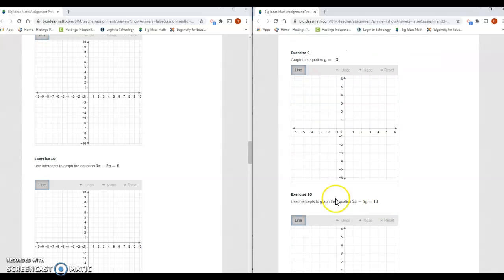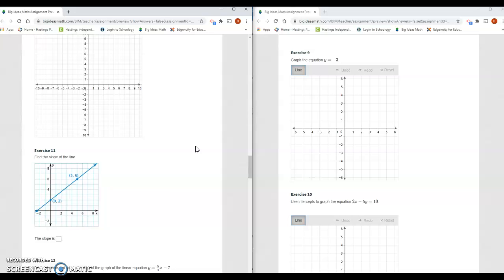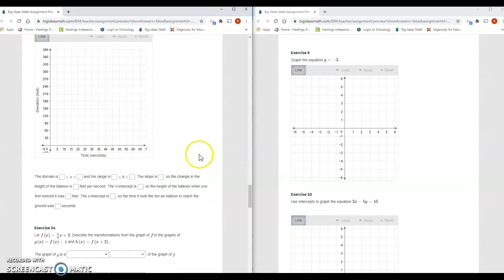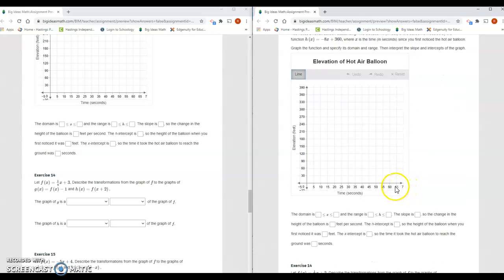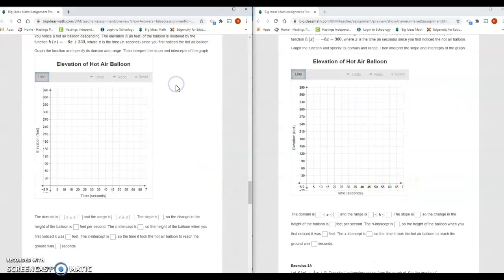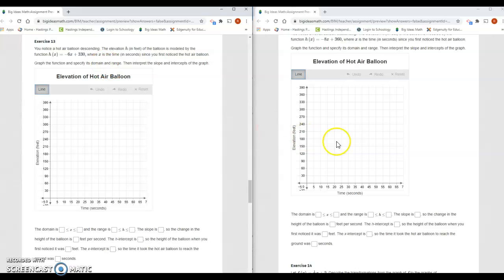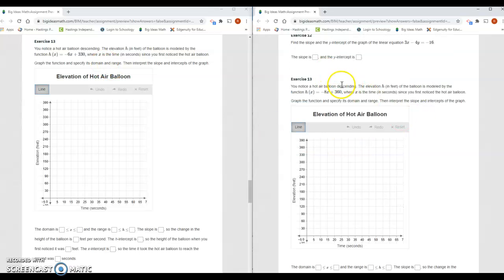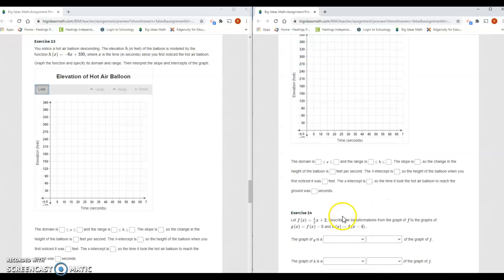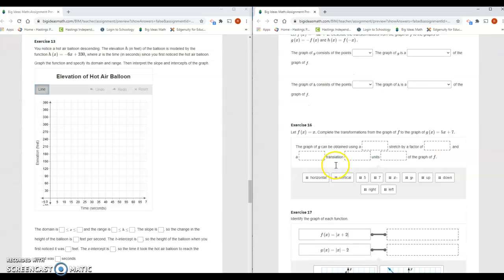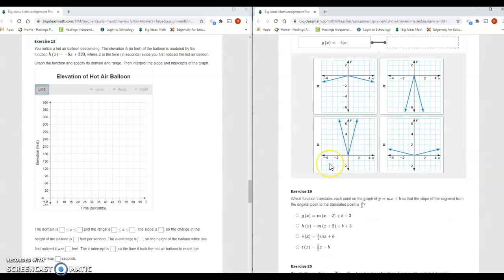9 and 10 on the review are graphing, 9 and 10 on the test are graphing. 11 is asking about the slope, 11 is asking about the slope. 13 might be kind of confusing here, about a hot air balloon in the descent. 13 on the review, same thing, hot air balloon in descent. So make sure, again, you can put in those numbers correctly with unlimited check answers. It should be a little easier.